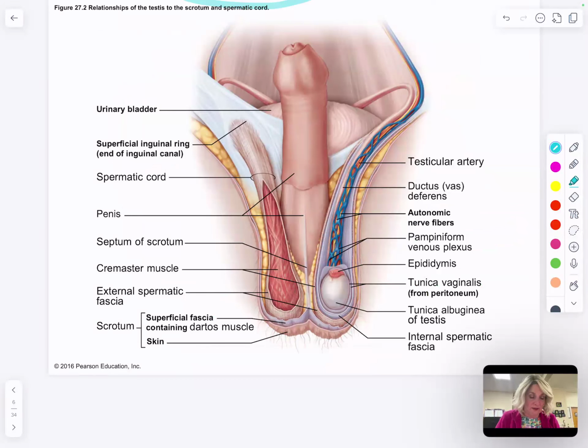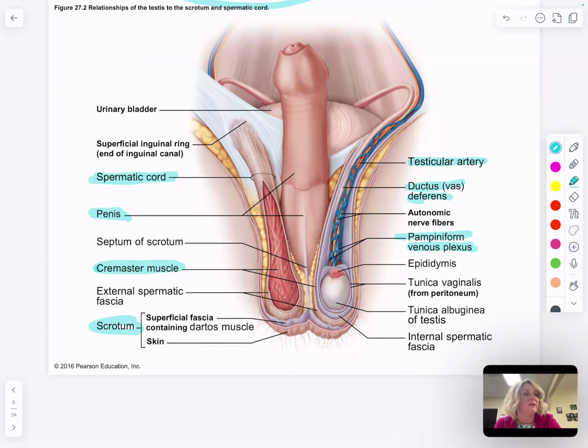All right, we're going to look at some of the anatomy of the male. The biggies that I want you to remember is that you have this spermatic cord. You've got obviously the penis. You have the scrotum, or not. You don't need to know the septum of the scrotum, but cremaster muscle, the scrotum. You have the testicular artery, the vas deferens. You got nerves in there. Pampiniform venous plexus. That's the vasculature that is going through the spermatic cord.